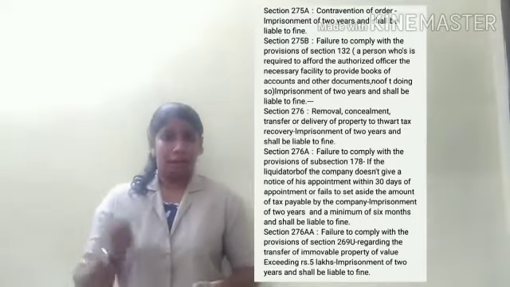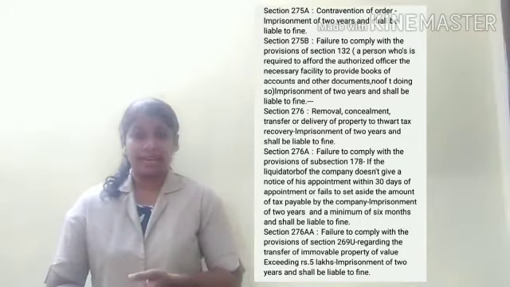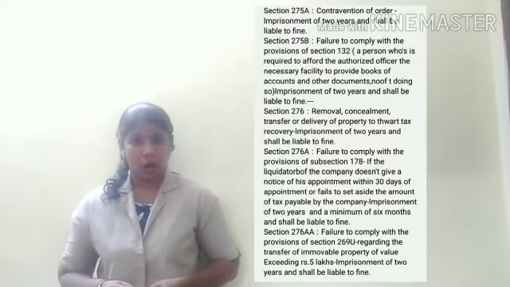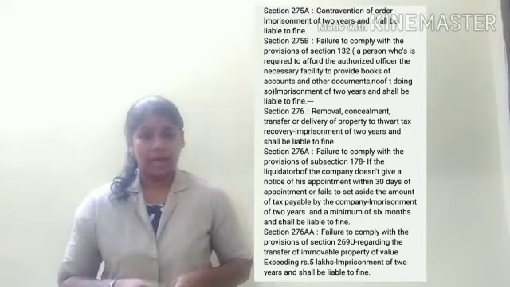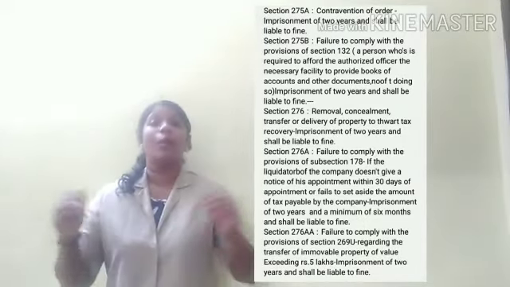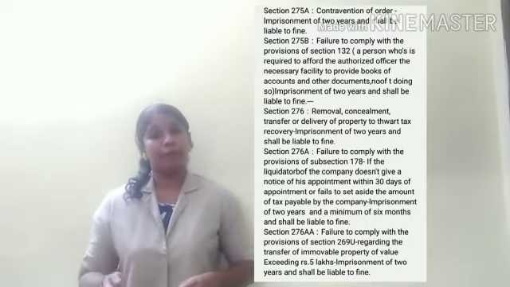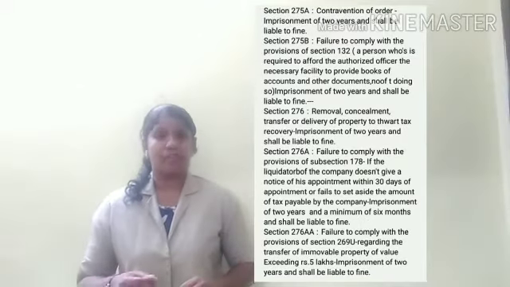If a person who is required to provide the necessary facility for inspection of books of accounts and other documents fails to provide such facility, then they shall be liable for rigorous imprisonment which may extend to 2 years, and shall be liable for an amount of fine. Okay, so that's all about section 275B.